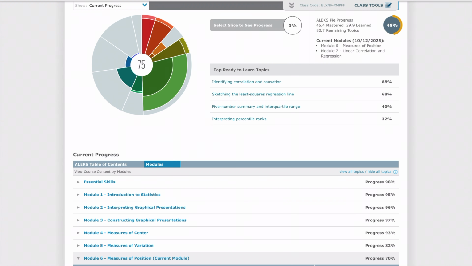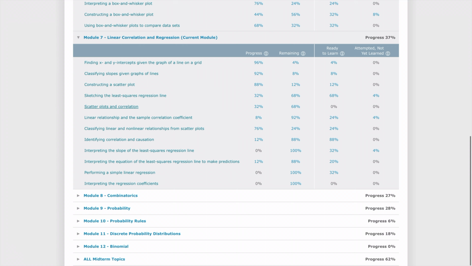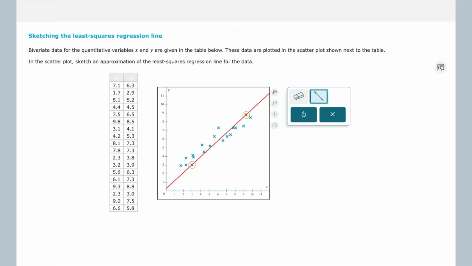Are we going back to correlation for a second? Scatter plots and correlation. I don't need that anymore. I didn't open.